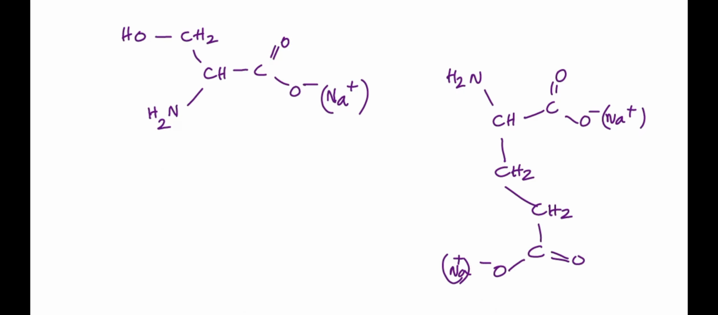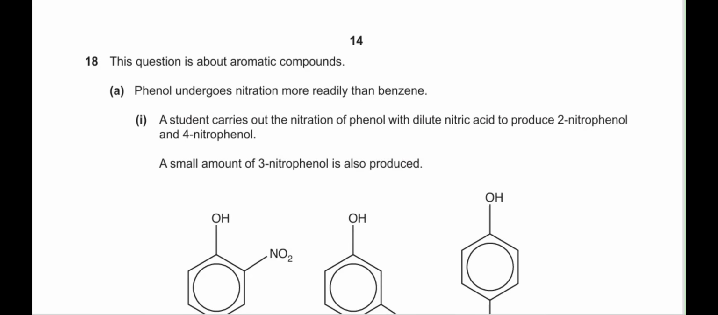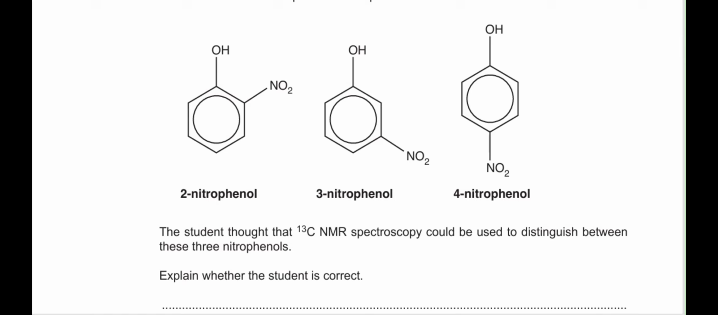That's it. Question 18. This question is about aromatic compounds. Phenol undergoes nitration more readily than benzene. A student carries out the nitration of phenol with dilute nitric acid to produce 2-nitrophenol and 4-nitrophenol. A small amount of 3-nitrophenol is also produced. The student thought that carbon-13 NMR spectroscopy could be used to distinguish between these 3 nitrophenols. Explain whether the student is correct.